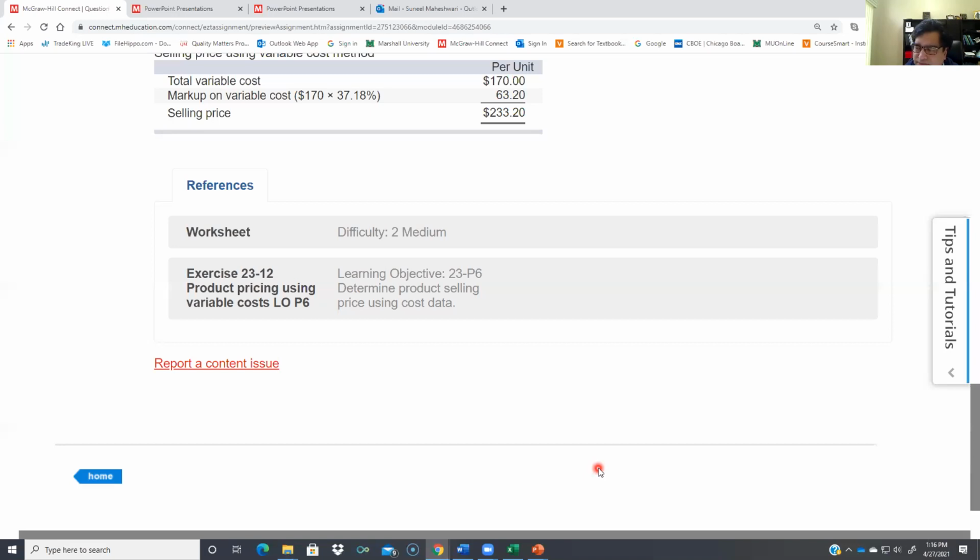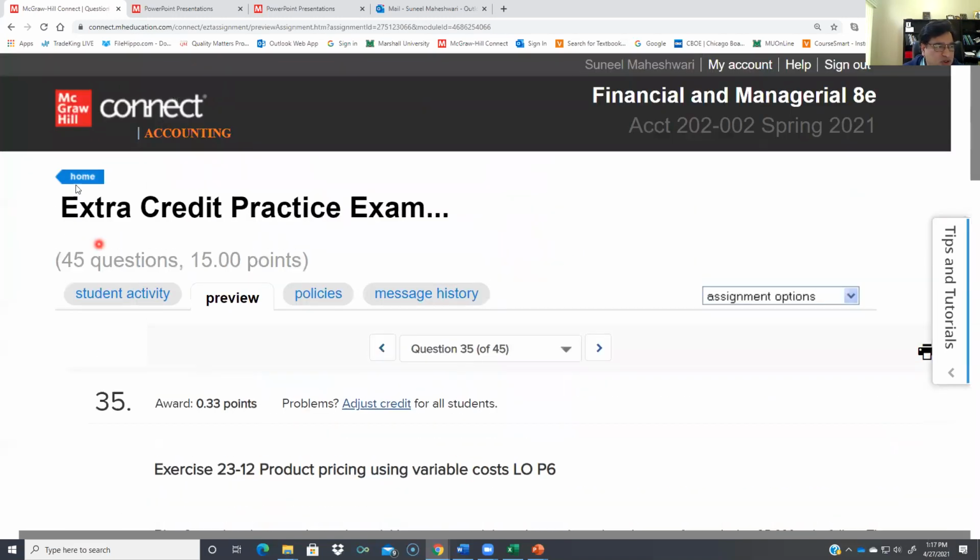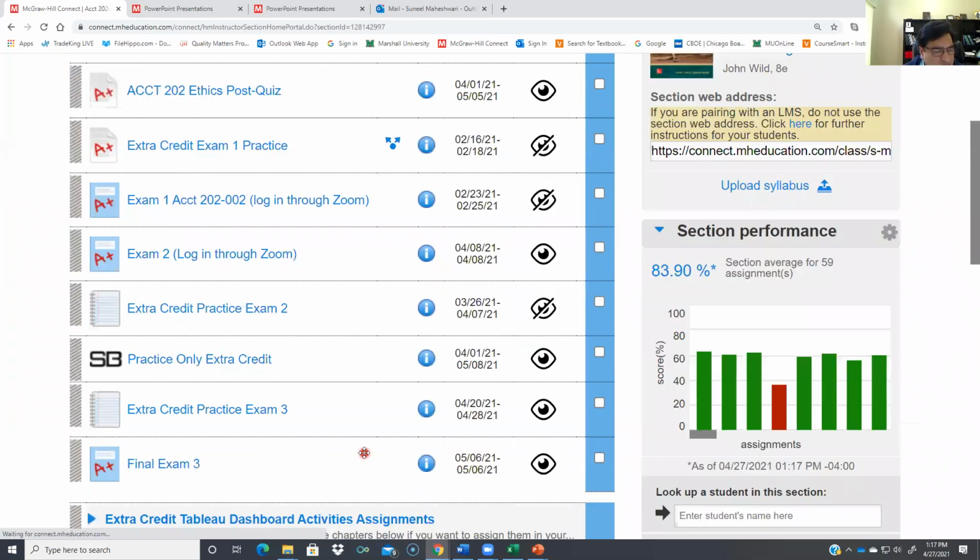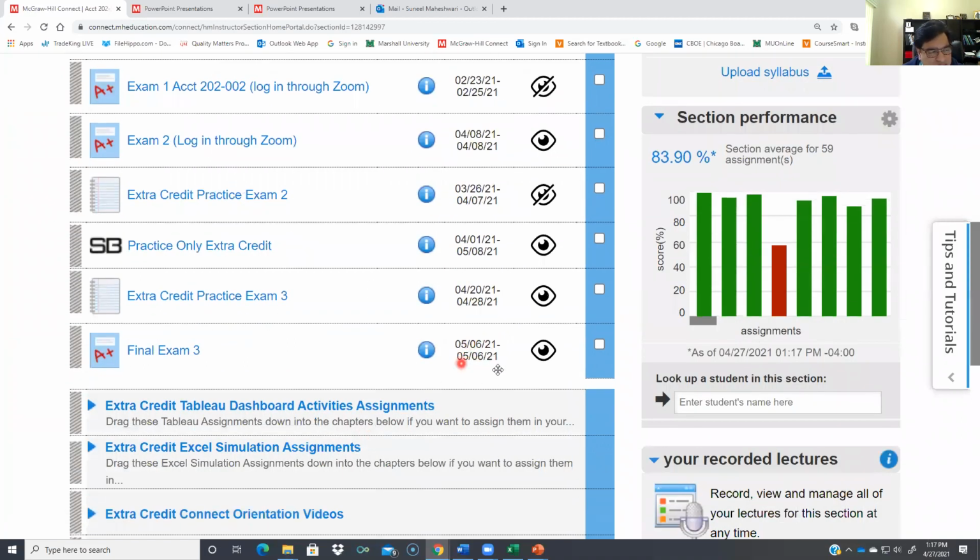Okay. Do we have to log in for that one? Rules are same. You will log in through the Zoom and then do your exam on Connect as you have done in the first 2 exams. Yes. You will keep your cameras on, not these black boxes. What day is the exam? It is as per the university schedule, May 6th.